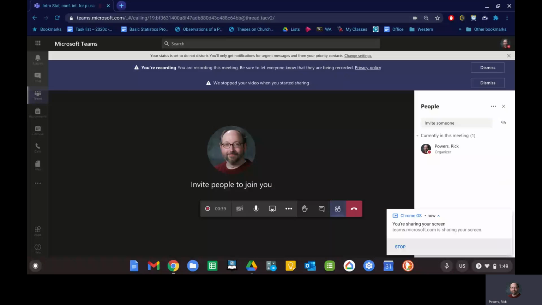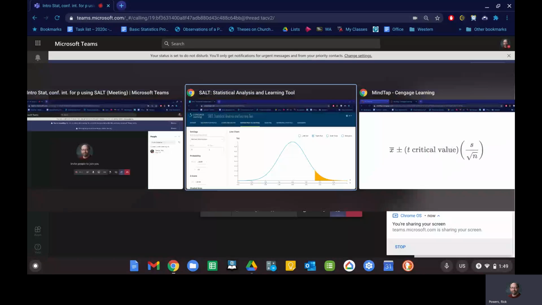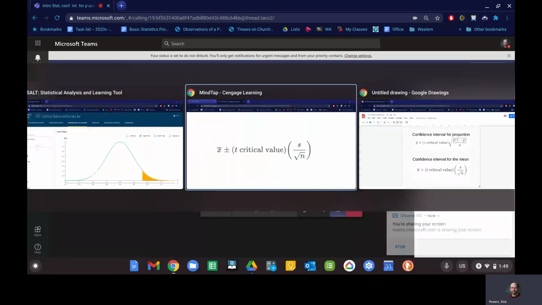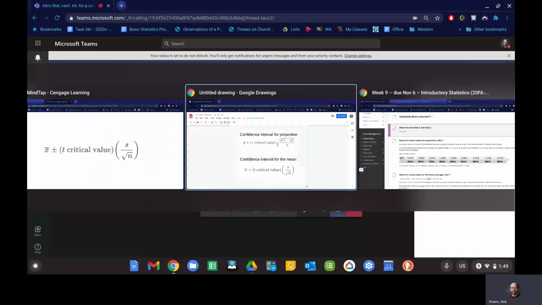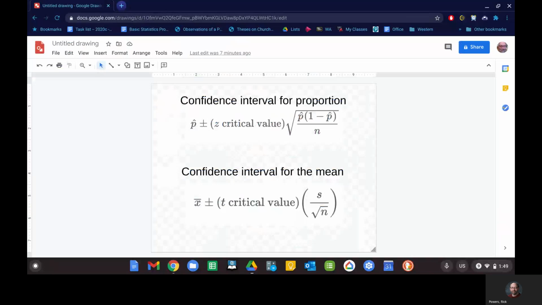All right, so the first thing that I want us to look at are these equations that we have for finding confidence intervals. You'll note that there are two. There's one for proportion, one for the mean. And what we're going to talk about right now is the proportion. What you see on here is relatively complicated, but I don't think it's necessary for you to know everything about how this works, because SALT will just take you through the process without having to use the actual formula.